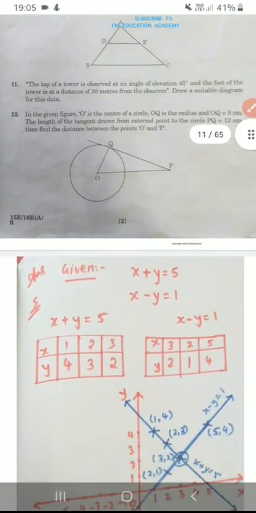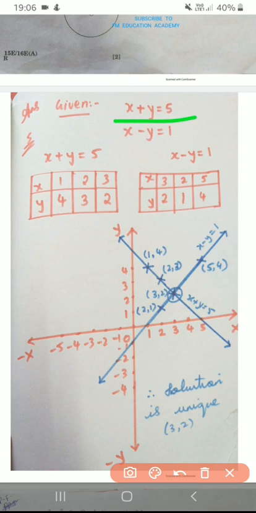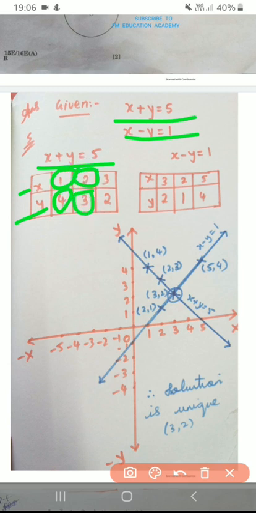Okay, so let us solve that answer. Here if you observe, x plus y is equal to 5, x minus y is equal to 1. So x plus y is equal to 5, x, y, what did we have? Point (1, 4). (1, 4) means x is 1, y is 4. Then x is 2, y is 3. Then x is 3, y is 2. Similarly, x minus y is equal to 1. It gave the points (3, 2), meaning x is 3, y is 2, x is 2, y is 1, x is 5, y is 4.